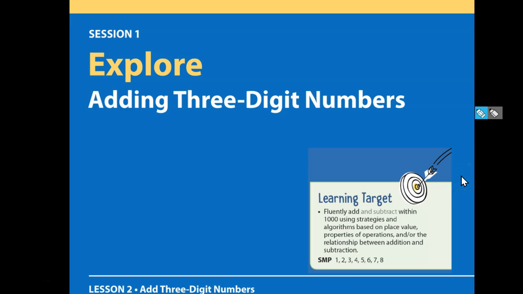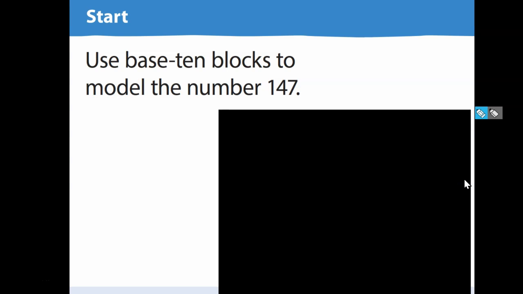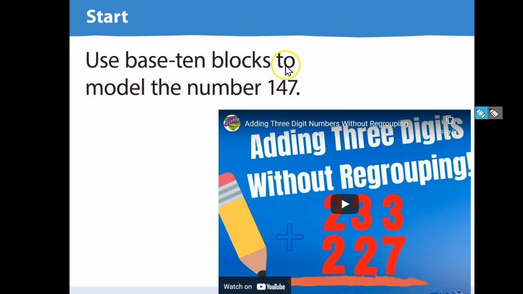Okay, so this week we're adding three-digit numbers, okay? This is lesson 2, session 1. It says use base 10 blocks to model the number 147.